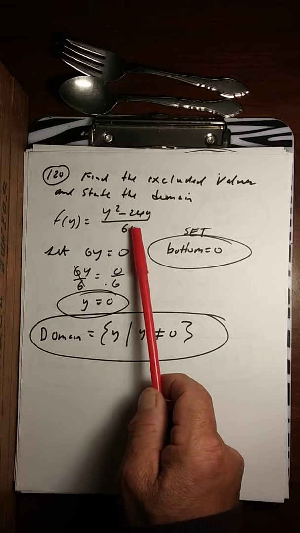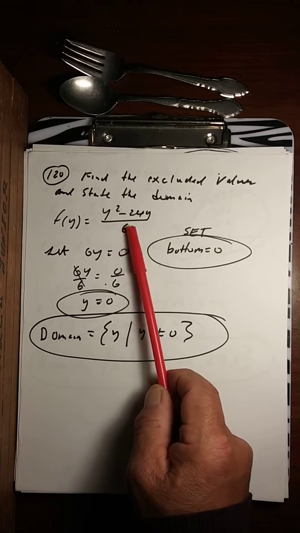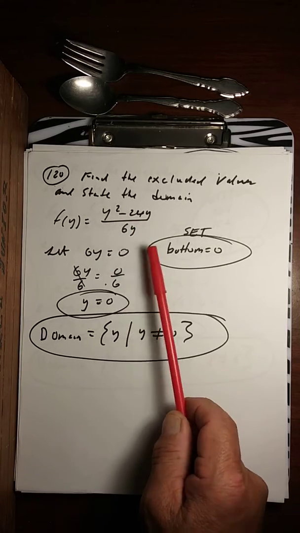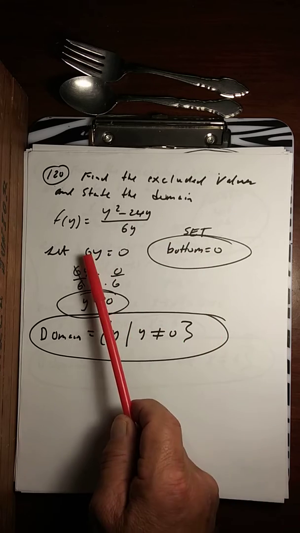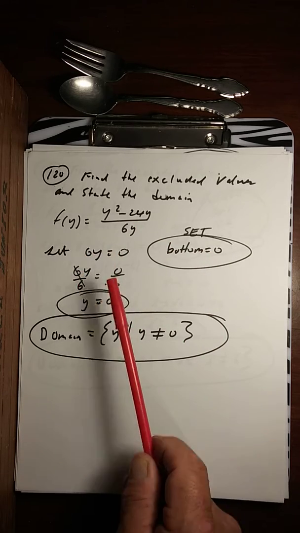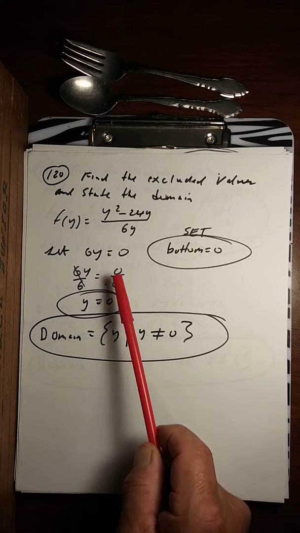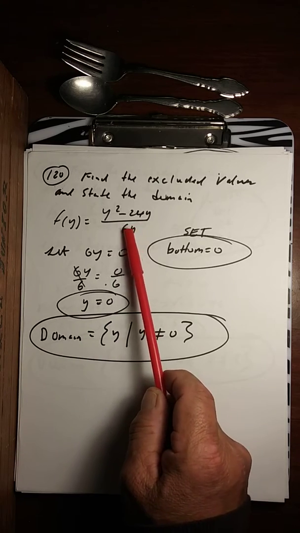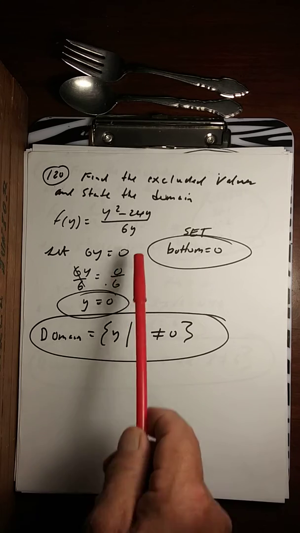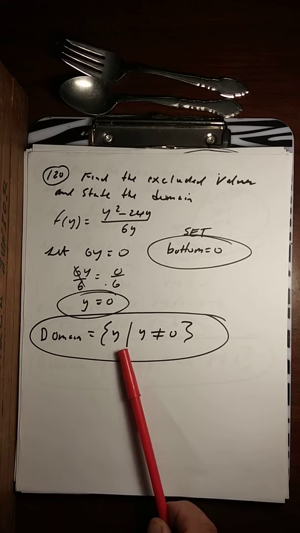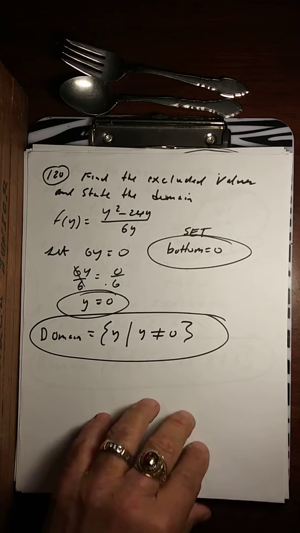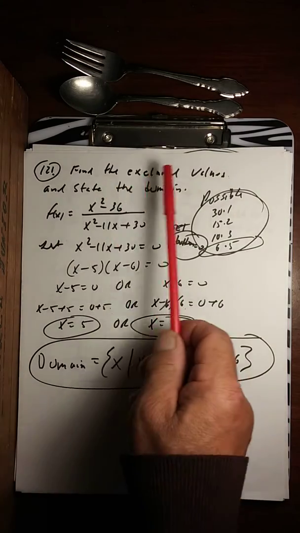Find the excluded values and state the domain. Same thing. Look at the bottom of it, because you don't want to get 0 down here, because it'll be undefined. So set the denominator equal to 0. 6y equals 0, divide by 6, so y equals 0. If you put 0 here, you're going to have 6 times 0, 0 on the bottom, undefined. So the domain is y, where y is never going to be what? 0.